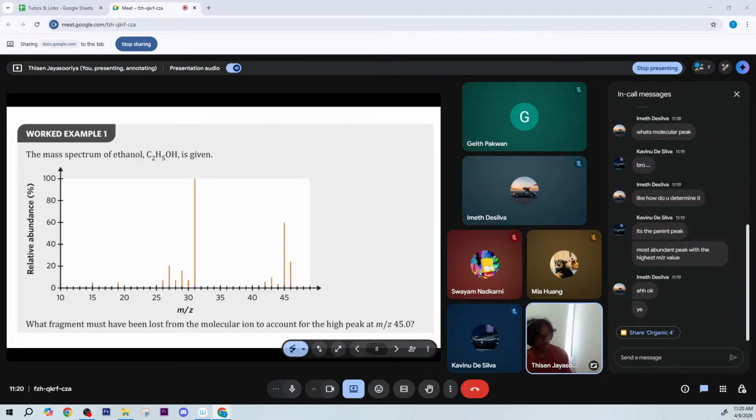So, here, what fragment must have been lost from the molecular ion to account for the peak at 45? Can someone tell, I'll ask Sway, what do you think was lost so that we could have this mass to charge ratio of 45? What do you think was lost out of the parent one? Actually, I'll ask you this, yeah? What is the parent ion? Are you able to unmute?